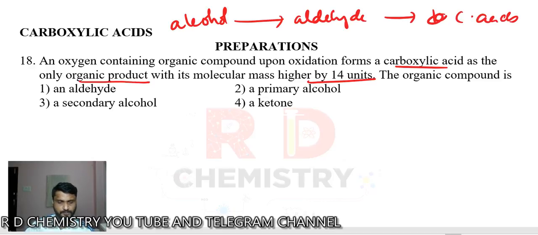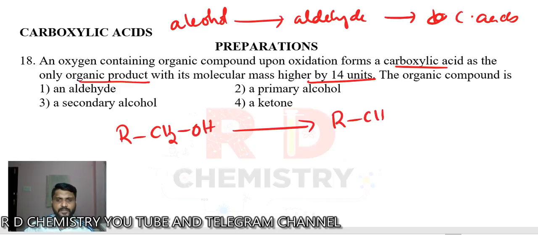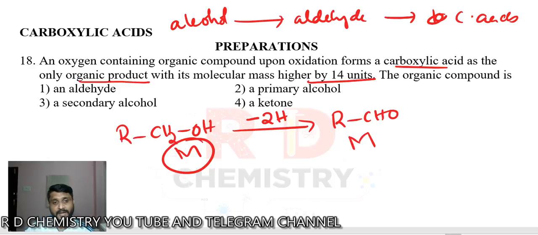Okay, right. Now let me take RCH2OH. Let me convert it to aldehyde. Aldehyde is RCHO. Let M be the molecular mass. Is it the same molecular formula? No. If you carefully look, there are 2 hydrogens less. I'll write minus 2H. So the molecular mass decreased by 2 units. So this cannot be the answer.